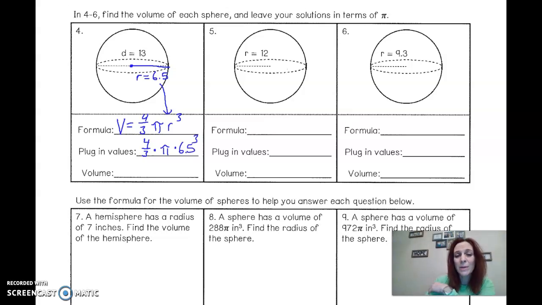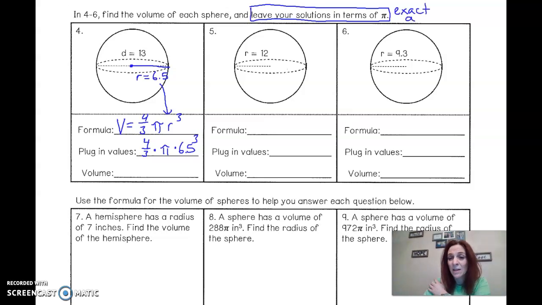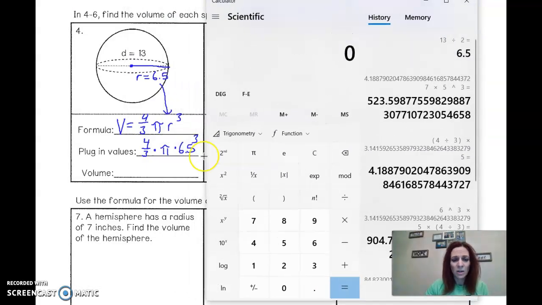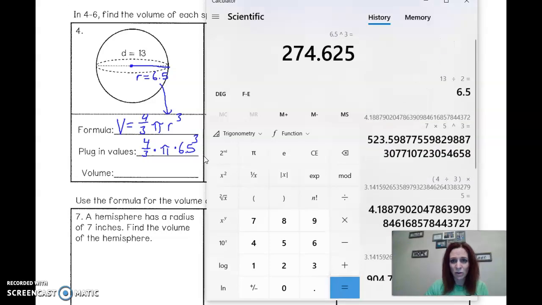Now, come back up here and notice that the directions say to leave your solution in terms of pi. Basically, an exact answer. Because as you've heard me say multiple times, as soon as you multiply by pi, you're approximating it. So what that means is when we use our calculator, you are multiplying everything but pi. Okay, so since it's multiplying, we can do it in any order. 6.5 raised to the third, and then I'm going to multiply that by 4/3, 4 divided by 3.